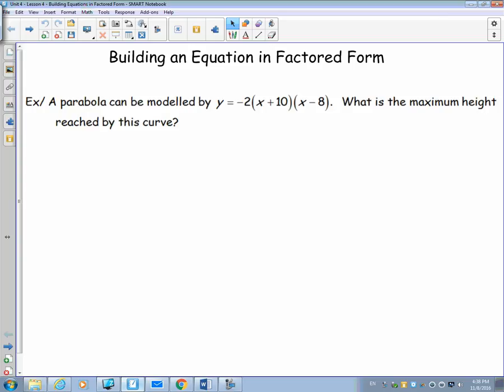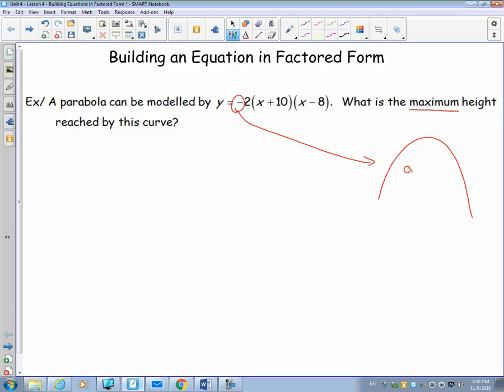In this lesson, we're going to examine how to create the equations that are used in factored form. Before we start that, I'm going to come up with a basic idea that goes back to yesterday's lesson. We have a parabola that can be modeled by this equation. I want to know the maximum height reached by this curve. The maximum makes me think it's going to do this, which ties together with the fact that it's a negative, which means it opens down.